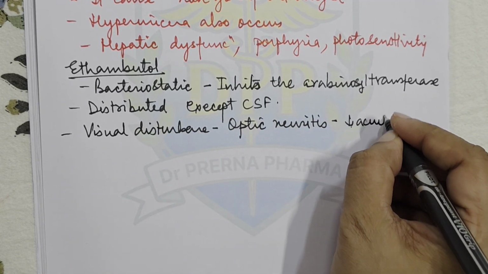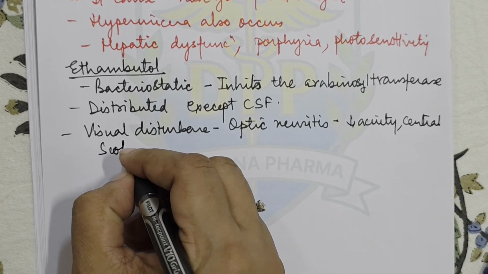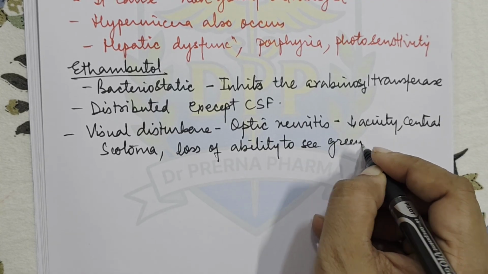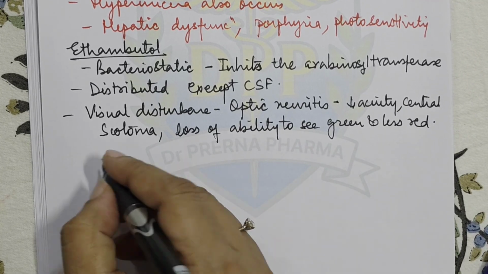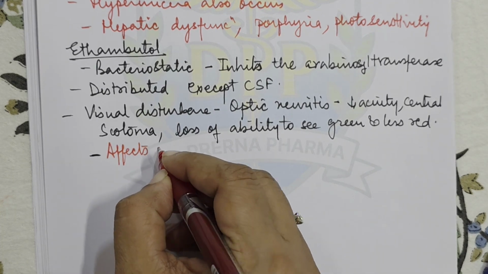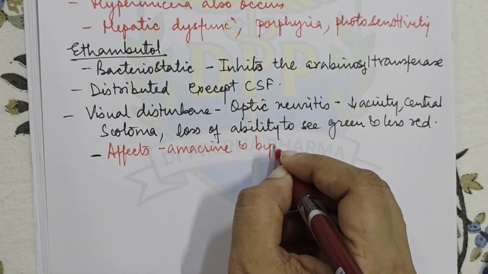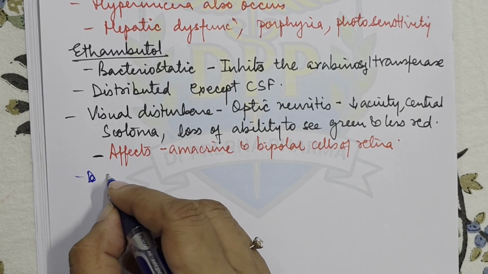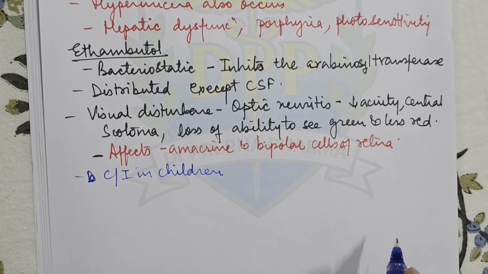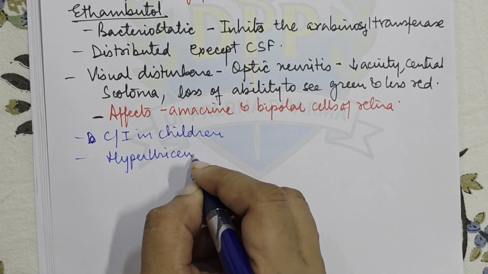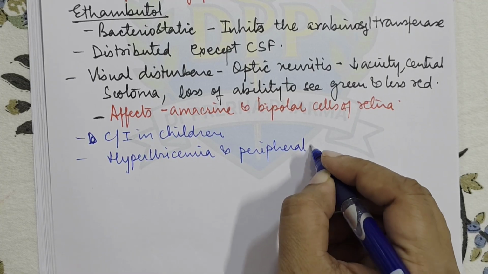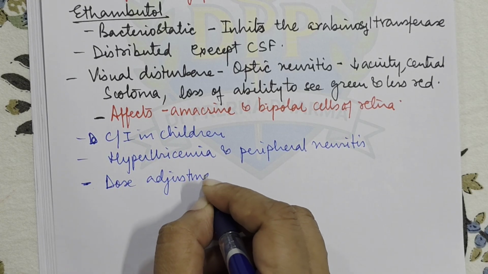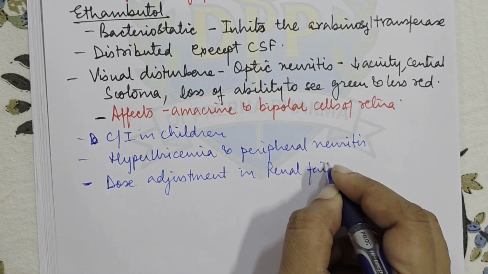So there's a reduced visual acuity and there's a central scotoma and loss of ability to see green and less commonly red. Okay? Why does it happen? Because it affects the amacrine and bipolar cells of retina. So this drug is contraindicated in children. Then it also causes hyperuricemia and peripheral neuritis, and then it requires dose adjustment in renal failure.